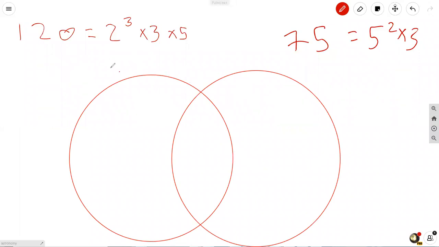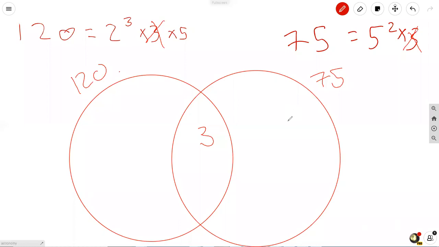Venn diagram, exactly. That's what we call it, a Venn diagram. So we call one of them the number 120, and we name the other one 75. Now, we're going to find numbers that are in common in both of these. What number is in common with both of them? 3. Well done. So I put the 3 in the center, and I cross the 3s out.